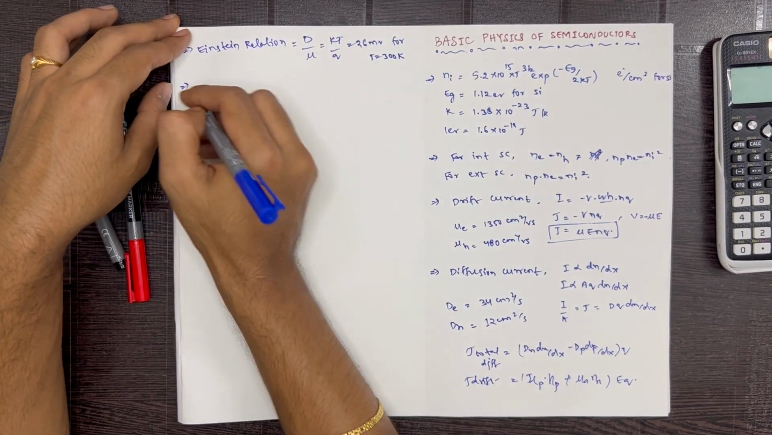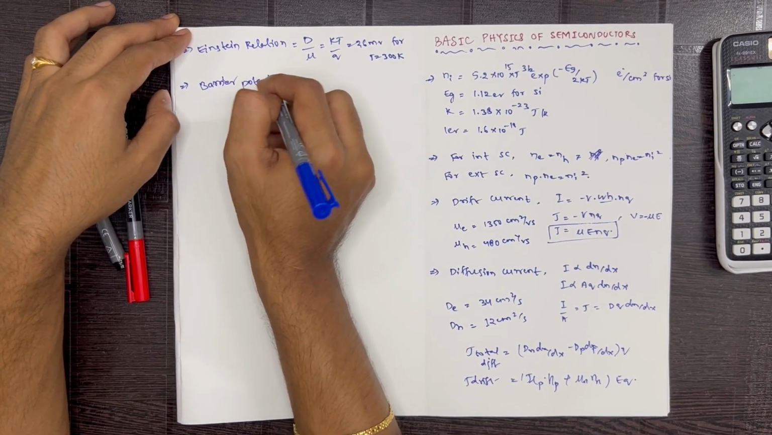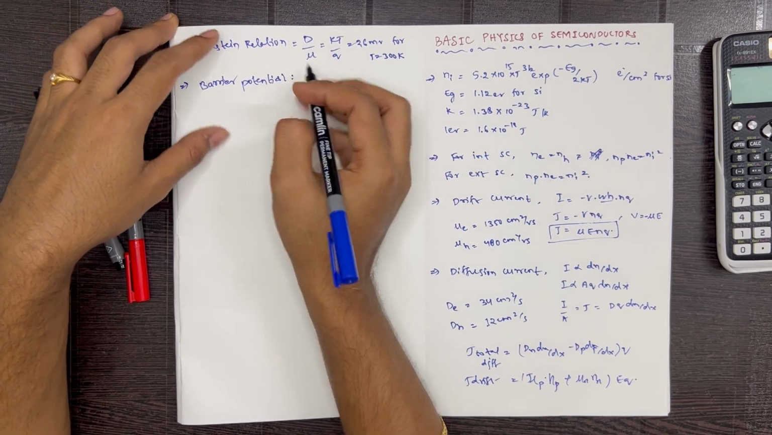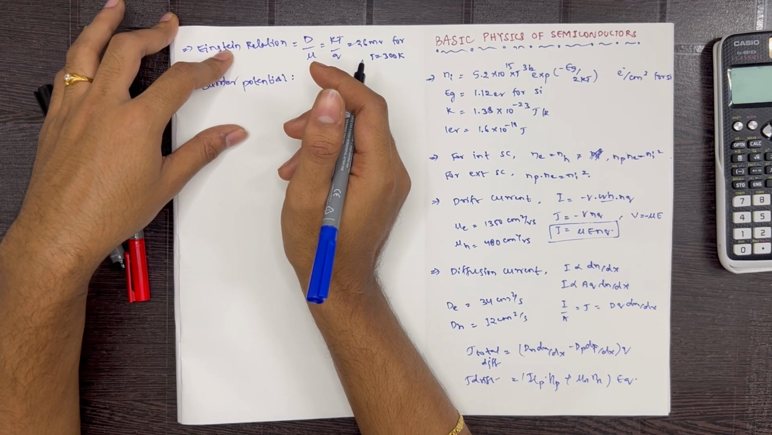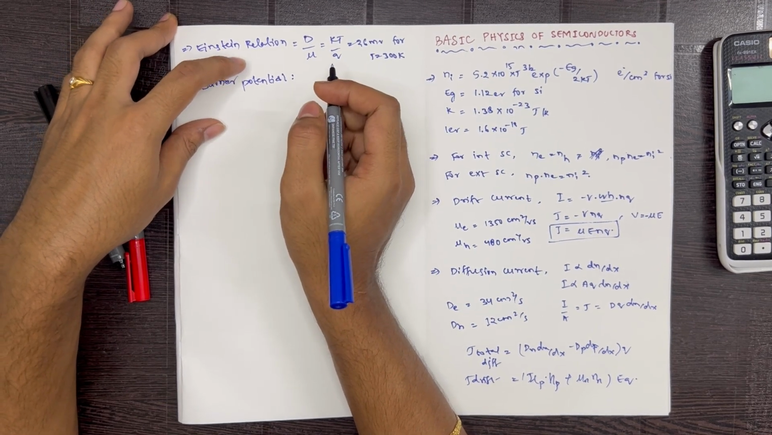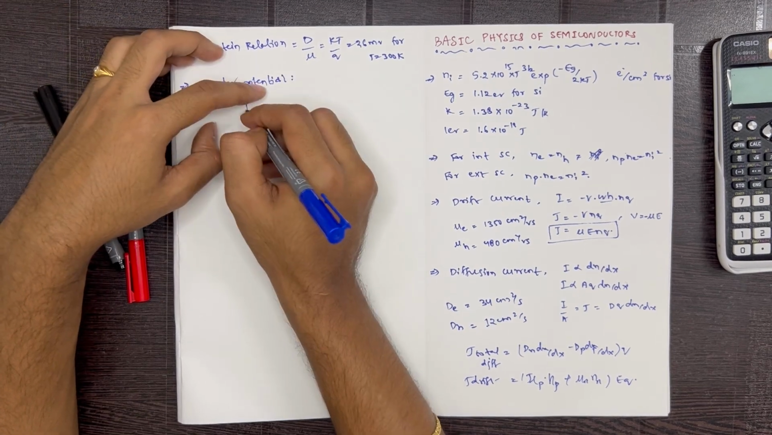Then we have barrier potential. Basically, barrier potential forms whenever the p-n junction diode is in equilibrium. So the current due to drift is exactly equal to the current due to diffusion.